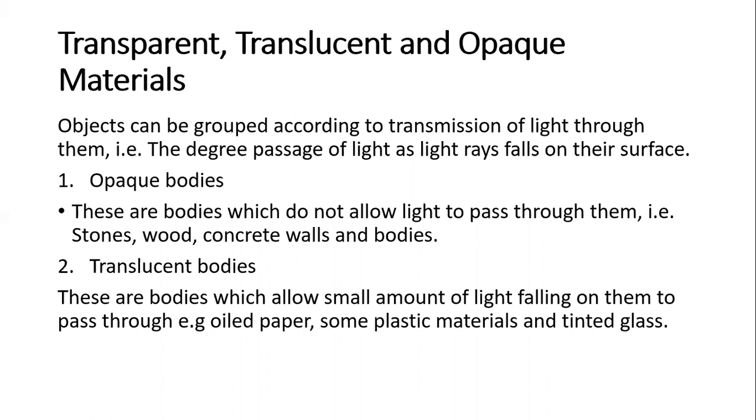We start with the opaque bodies. Opaque bodies are the bodies which do not allow light to pass through them. Examples: stones, wood, concrete walls, and bodies. The second one is translucent bodies. These are the bodies which allow a small amount of light falling on them to pass through. Examples: oil, paper, some plastic materials, and tinted glass.